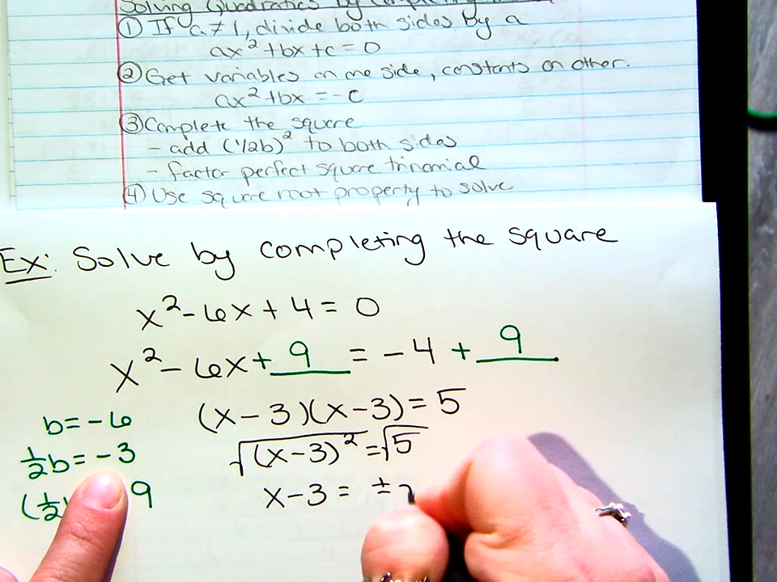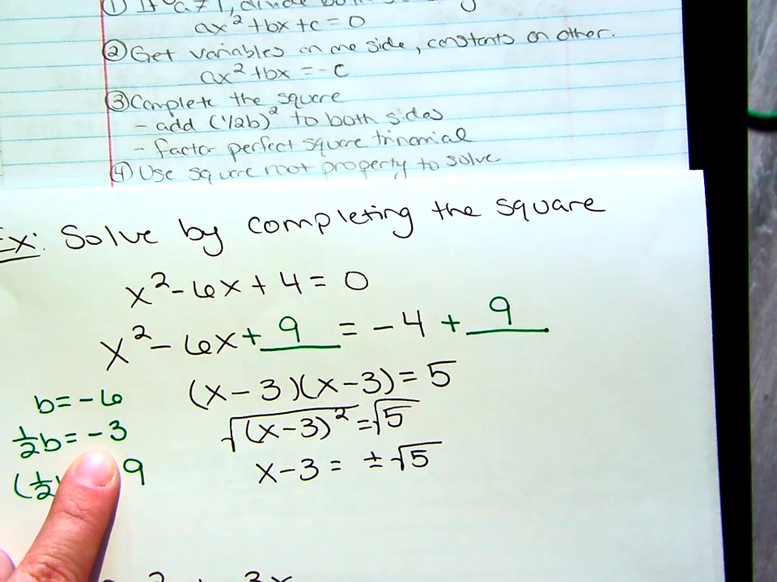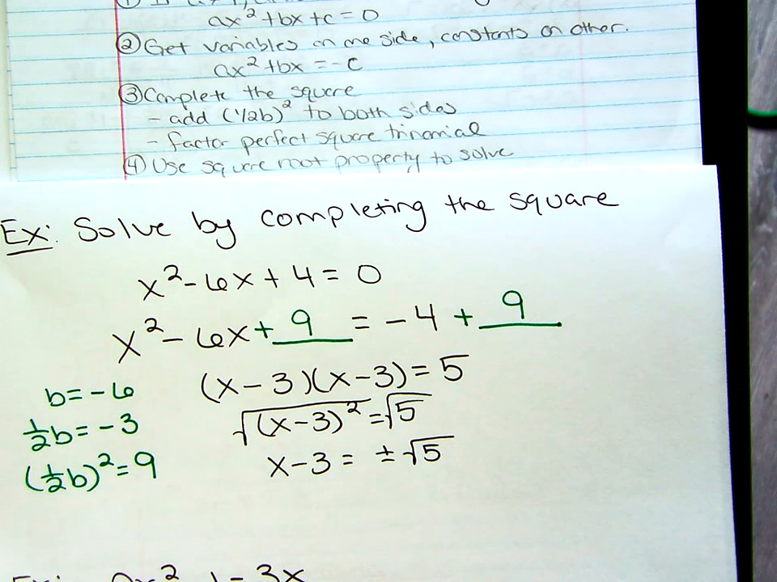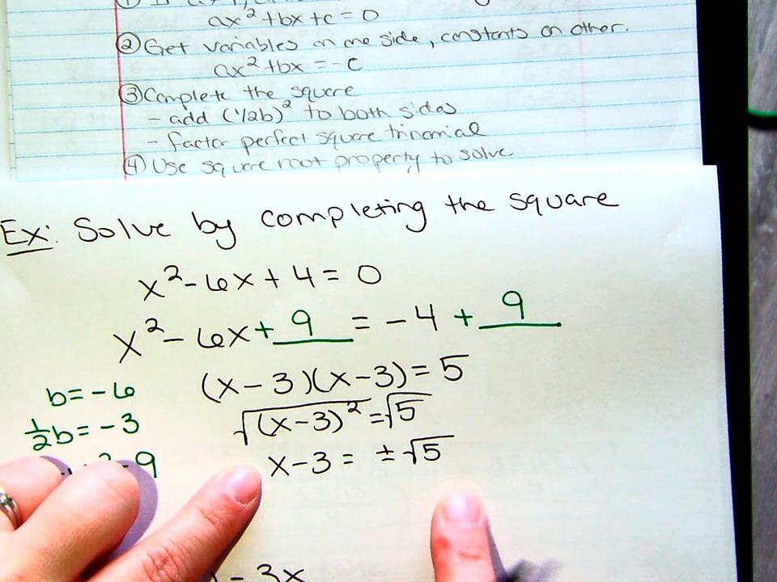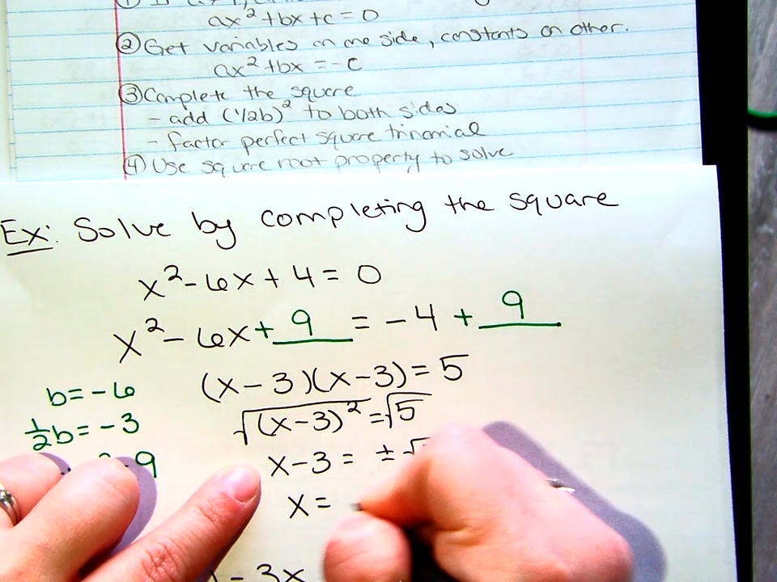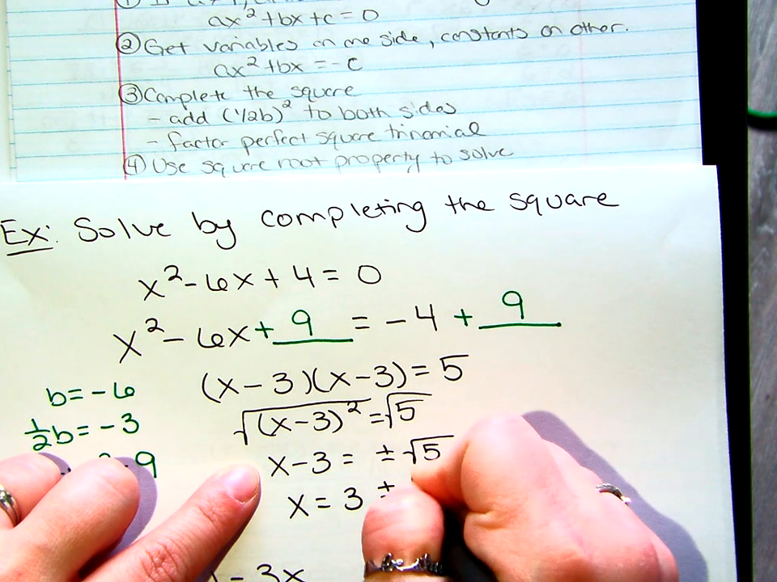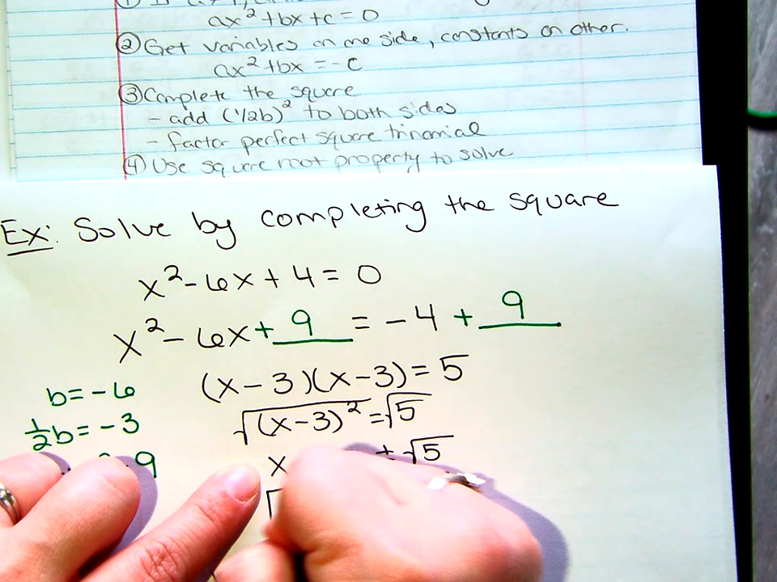Now, I'm still not done. I haven't actually officially solved this yet because x is not by itself. I need to add that 3 over so that x equals 3 plus or minus the square root of 5. And while you might not like that answer, it is actually correct.